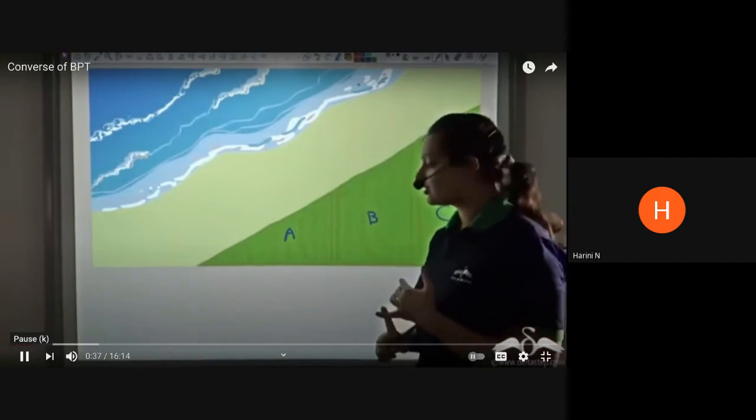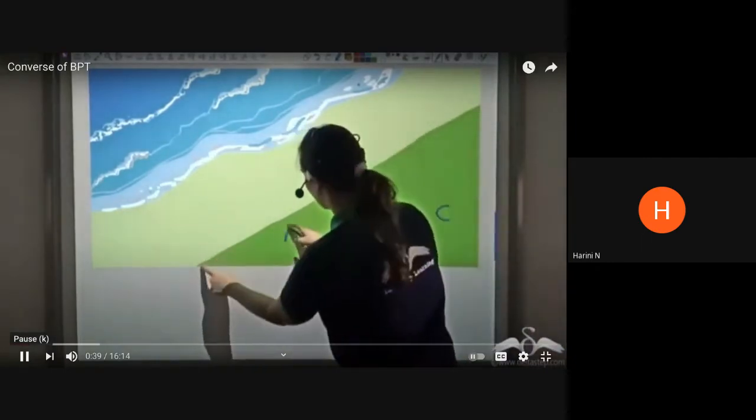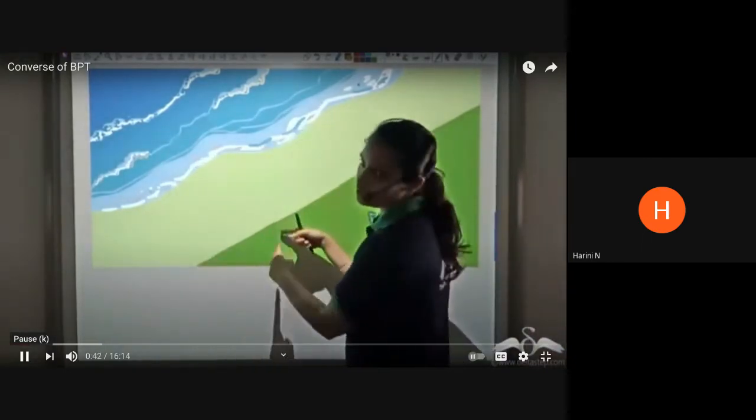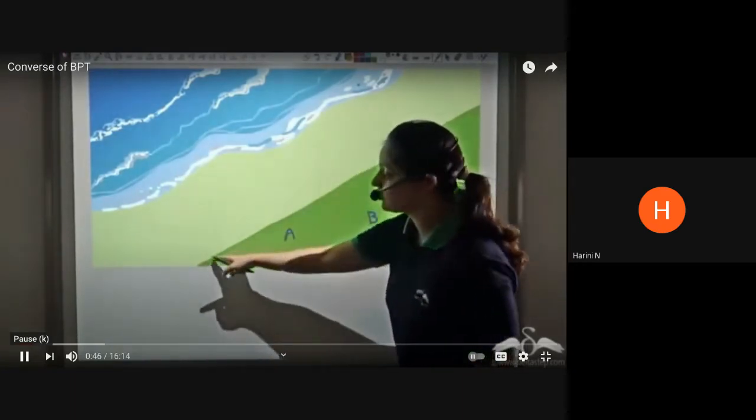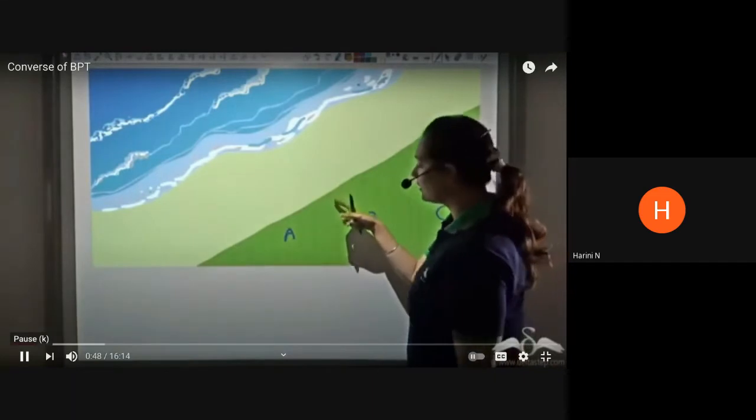Now, what is ocean frontage? Ocean frontage is actually the distance along the property that lies next to the ocean. So this distance, which is along the property adjacent to the ocean, is the ocean frontage.